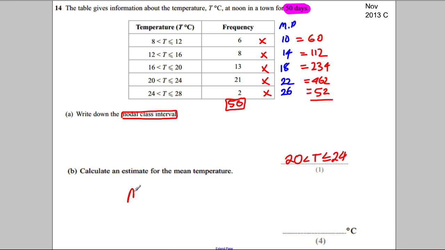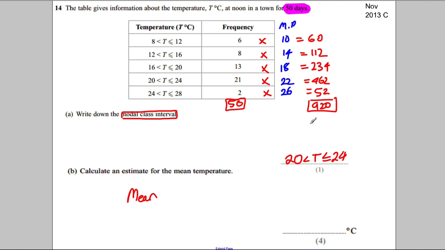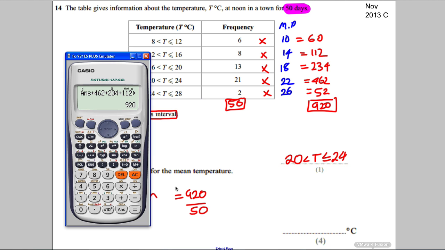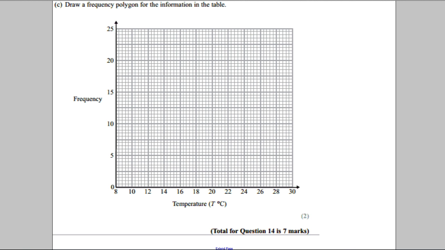So then for the mean, we're going to total up this and we're going to divide it by the total of this. So we're going to add those up, 52, add 462, add 234, add 112, add 60. So it's 920. So we're going to do 920 divided by 50. On a calculator, 920 divided by 50, and it gives us the answer 18.4. Now we're going to draw our frequency polygon.